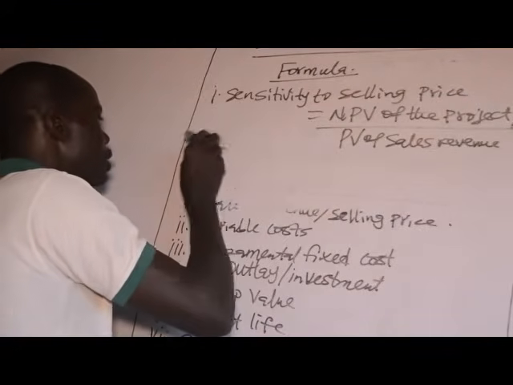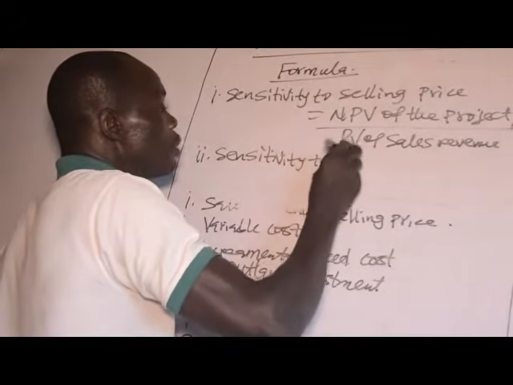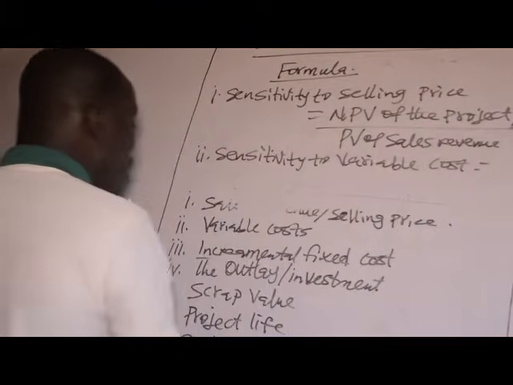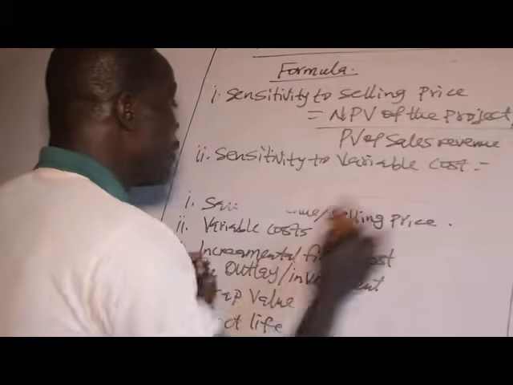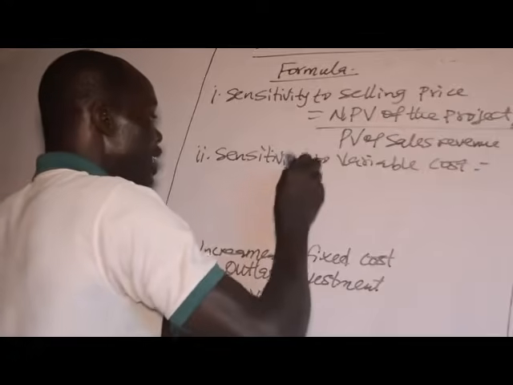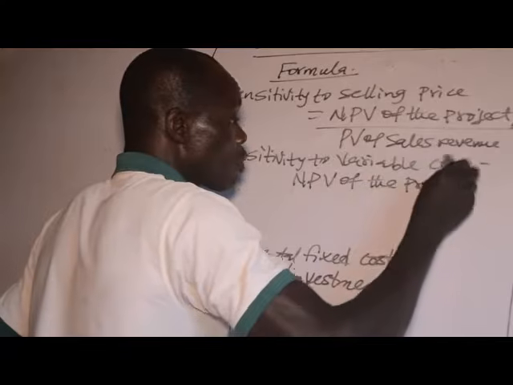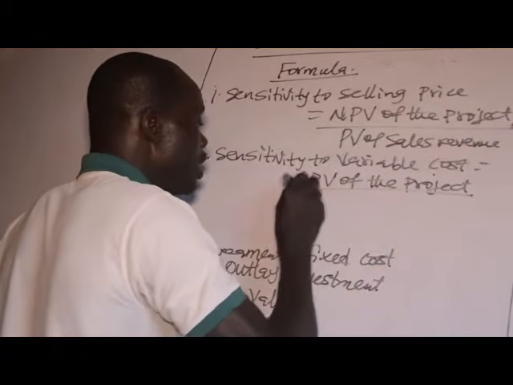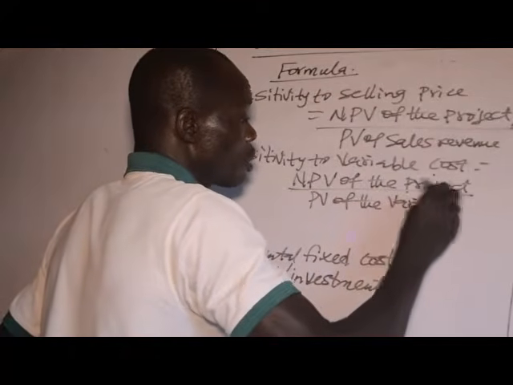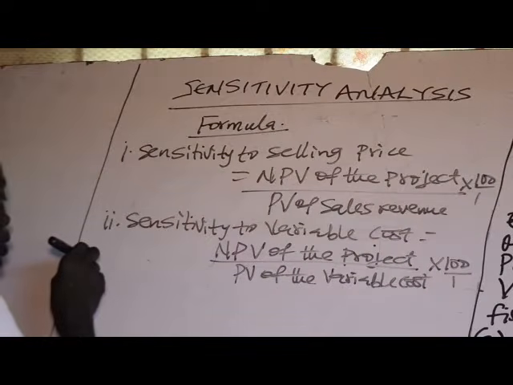Number 2, sensitivity to variable cost. That will be the NPV of the project, net present value of the project, over the PV of the variable cost times 100 over 1.